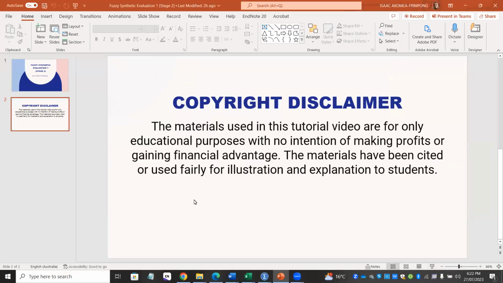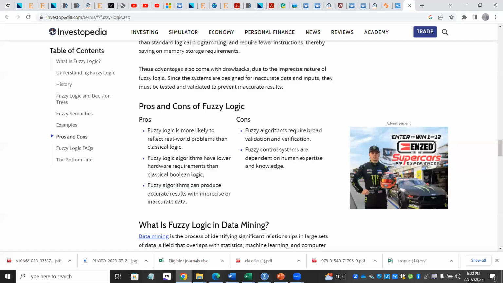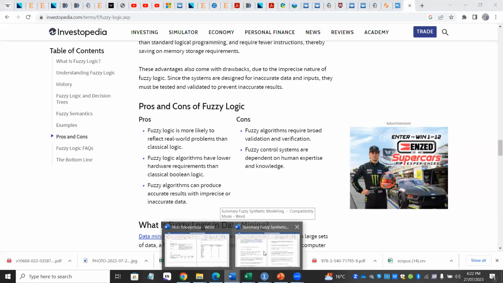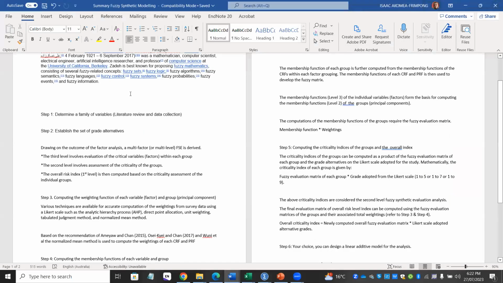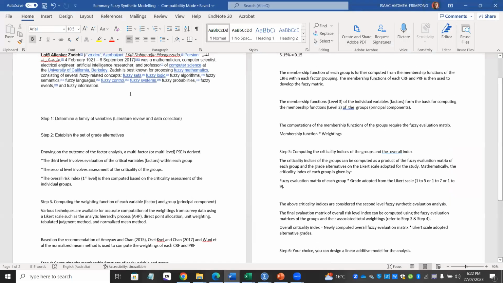Okay, so we'll go into fuzzy. Fuzzy has been around for some time, and we need to know the genesis. How did it come about? Who brought about this whole idea of fuzzy? So I've been able to put together something simple, something little.